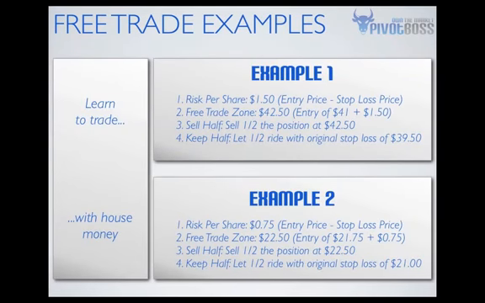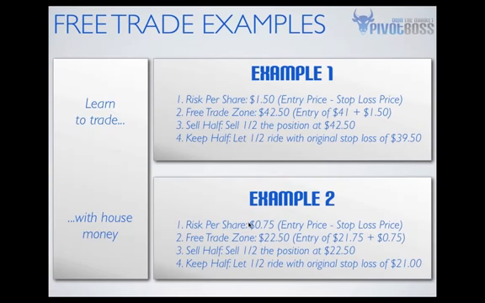So let's look at a couple of free trade examples here. Example number 1, risk per share is $1.50. That's your entry price minus your stop loss price. The free trade zone is then $42.50, because this is your entry of $41. $41 is your entry. Add that $1.50 risk per share. That gives you $42.50. When price reaches $42.50, sell half the position and let the last half ride with the original stop of $39.50. You have a free trade.